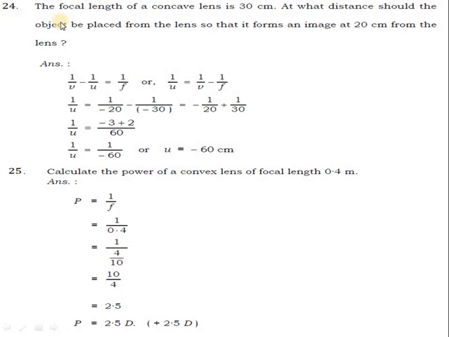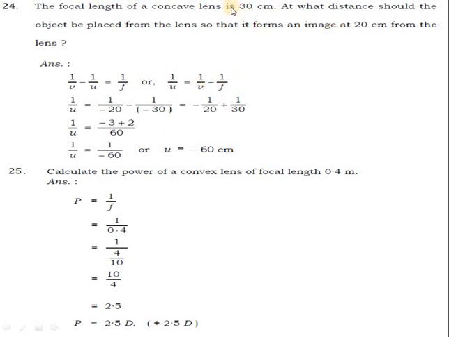Next, 24th one, it is a problem based on lens formula. The focal length of a concave lens is 30 centimeter, f is 30. At what distance should the object be placed from the lens so that it forms an image at 20 centimeter from the lens? Here, you have to calculate the object distance. So, 1 by u is equal to 1 by v minus 1 by f. I will write like this.